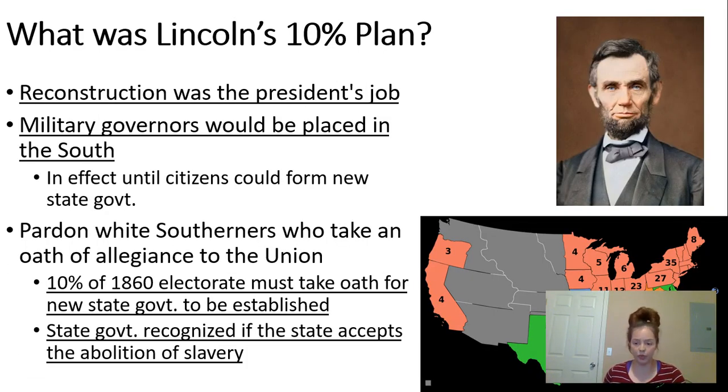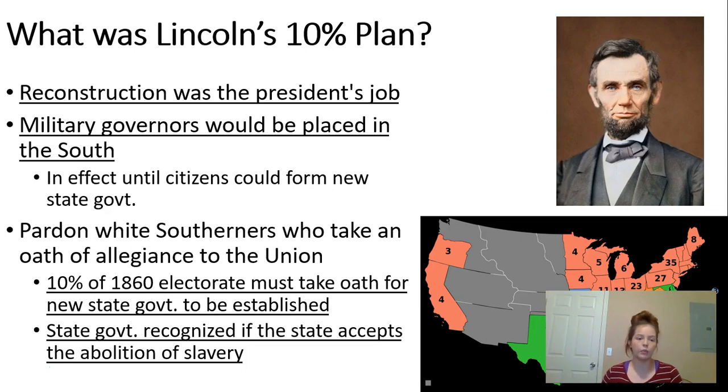So the first plan that we can look at is Lincoln's plan, his first plan, I should say, his 10% plan. Lincoln's going to believe that it is the president's job and not Congress's job to lead Reconstruction. He's going to put everything on him to lead the South in reuniting with the United States. So what he wants to do is place military governors in the South, and they would stay there until the Southern governments could come up with a new form of government and essentially a new state constitution.